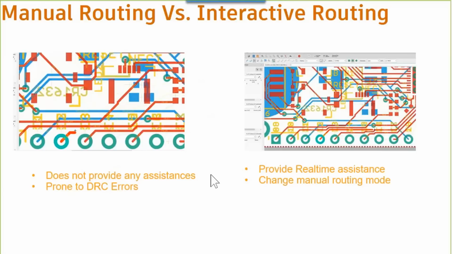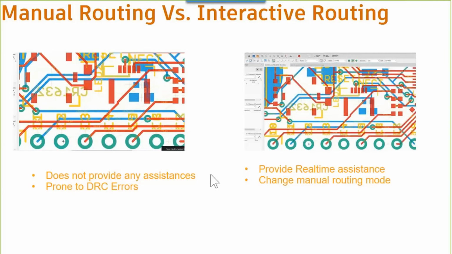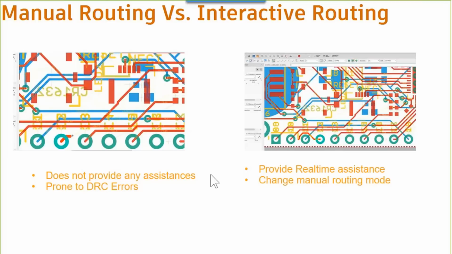So in the past, we only had a manual router. Many of you may remember our manual router. Basically, you would move your trace, and it would just plow through anything. It would not really take into consideration its surroundings. It would just go through. There's a pad there, there's a trace there, it didn't really matter. It would go right through it. It would provide you absolutely no assistance at all.